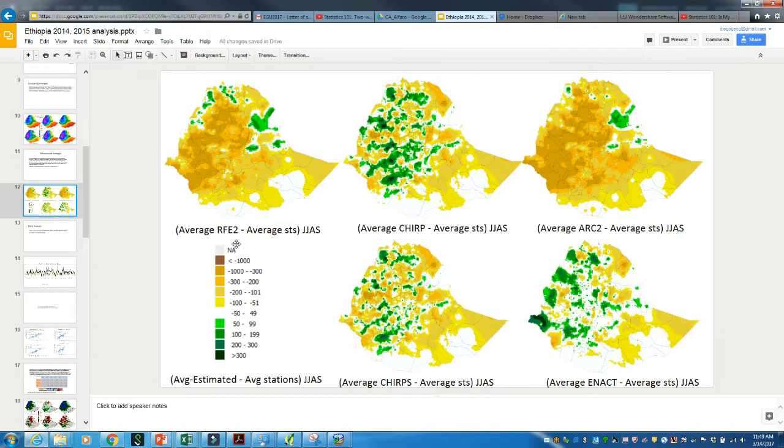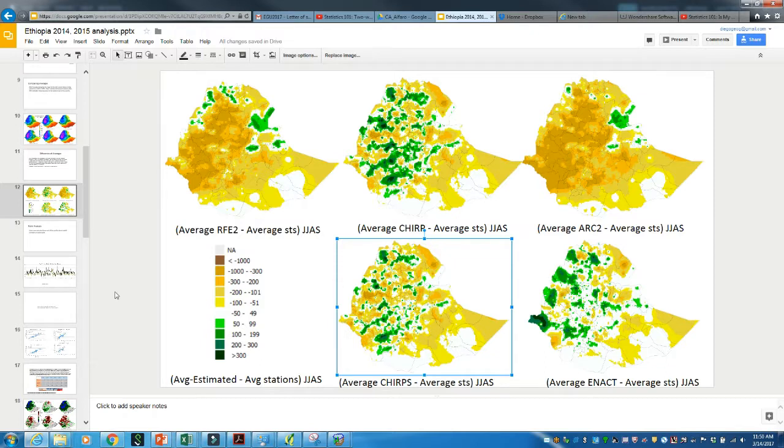Then I calculated the difference between each seasonal average and the stations. Here is the RFE minus the stations. We see that in most of the country the average RFE is lower than the stations. CHIRP is showing a mix, and ARC is showing the same pattern as RFE. This is ENACT, which is the closest to the stations, and this is CHIRPS.